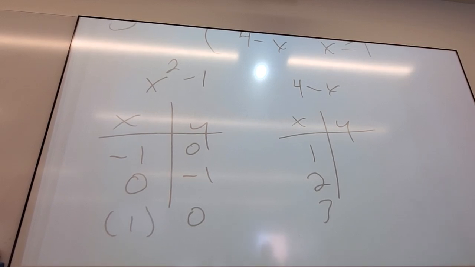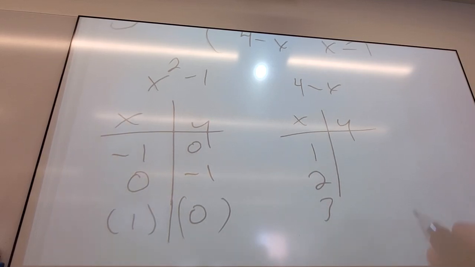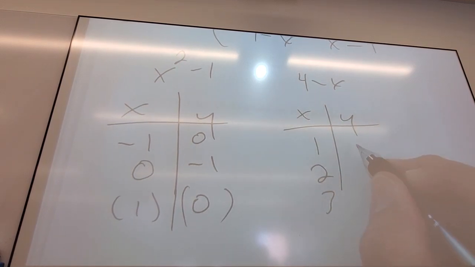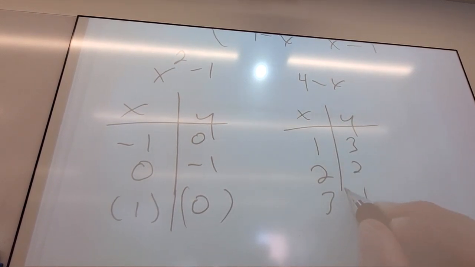Sorry, what? Open circle would be parentheses. No, just an open circle on the graph. I know, but. Oh, I see. If I was writing it in interval notation, it would be parentheses. Yeah. Okay. And then this is nice, a good straight line. 3, 2, 1.